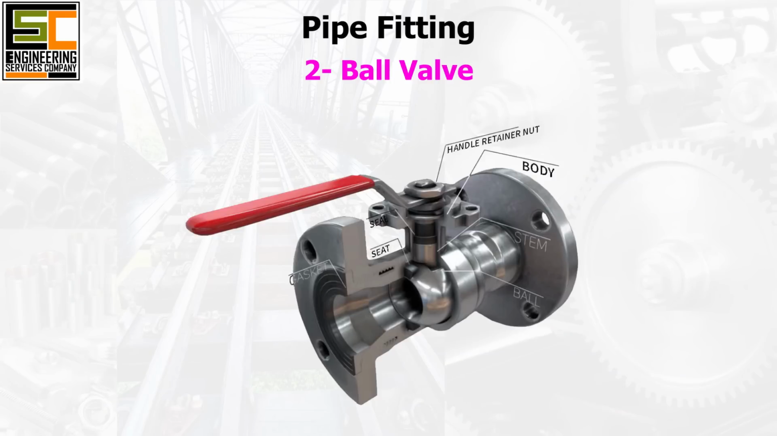2. Ball valves. Ball valves are quarter turn valves with a rotating ball-shaped disc that controls the flow of fluids by opening or closing a passageway. They offer quick and reliable operation and are suitable for both on-off and throttling applications.